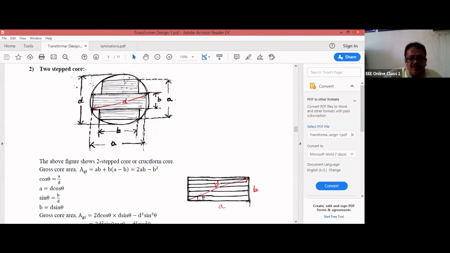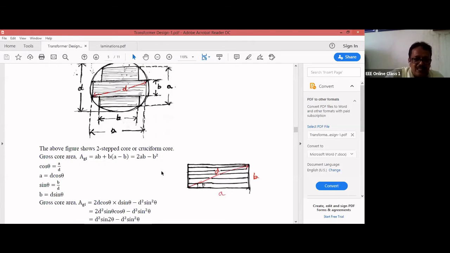If you want to find out the gross core area for our first part, this is nothing but A into B. This is for this part. Then I have to find out the cross core area for this other part. The depth is B and the width is A. Since the distance B is already included in the previous section, I have to subtract it. I can subtract A minus B, because A minus B gives only this small part, as the rest is already included. So B into (A minus B), and what I get is 2AB minus B square. This is the gross core area, AGA, equal to 2AB minus B square.